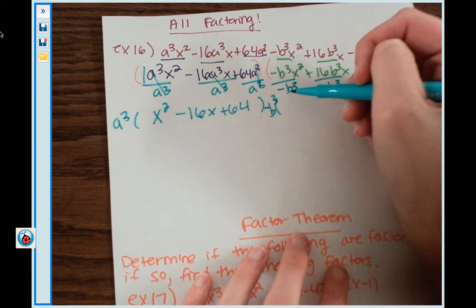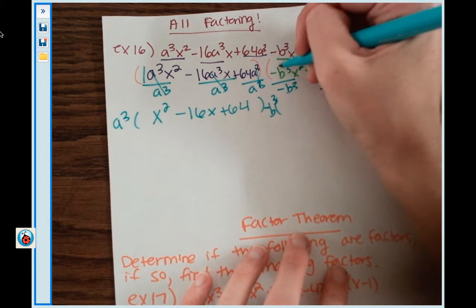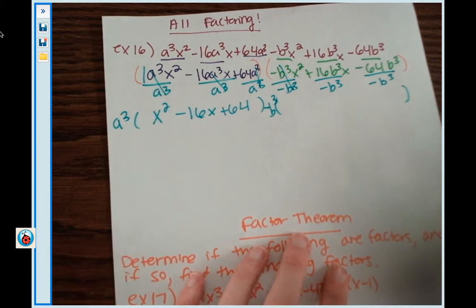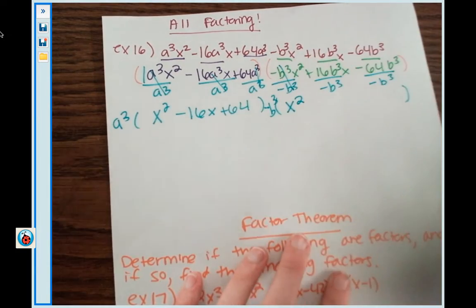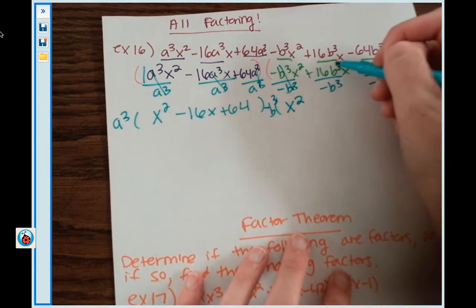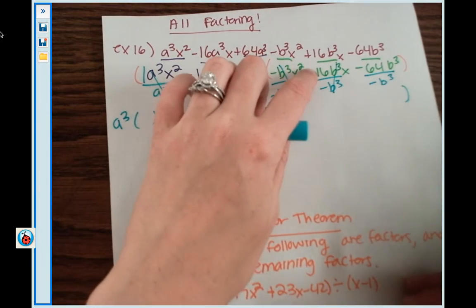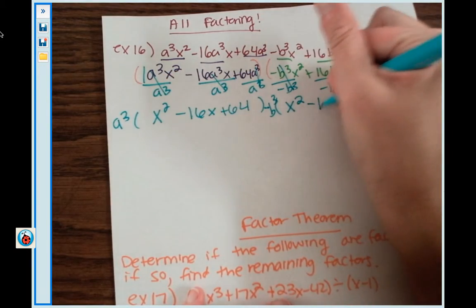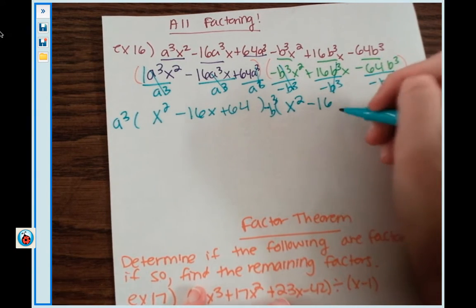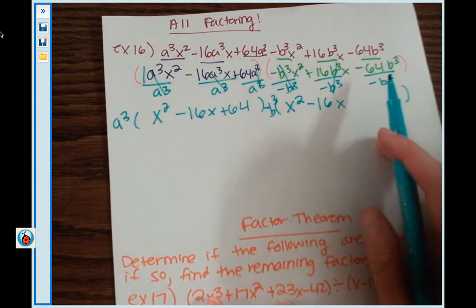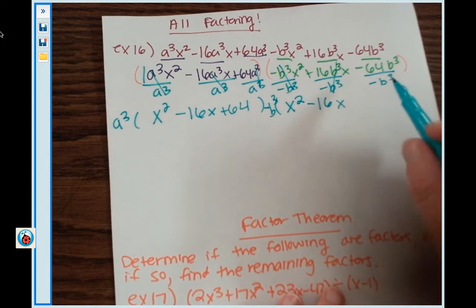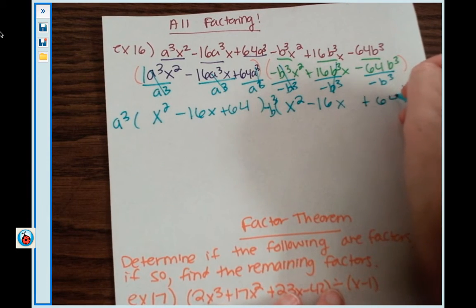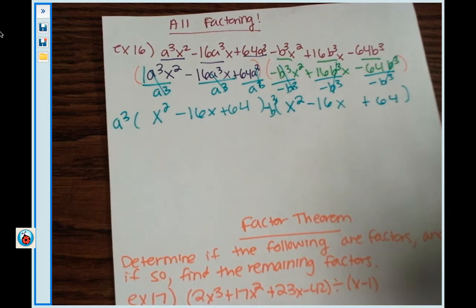So a negative divided by a negative will be positive, and my b to the thirds will cancel out. So this will be a positive x squared. All right, my next one, my b to the thirds will cancel out. And a positive 16 divided by a negative will be a negative 16. And then I also have the x to add on. So x. And then a negative 64 divided by a negative will be a positive 64. And my b to the thirds will cancel out.